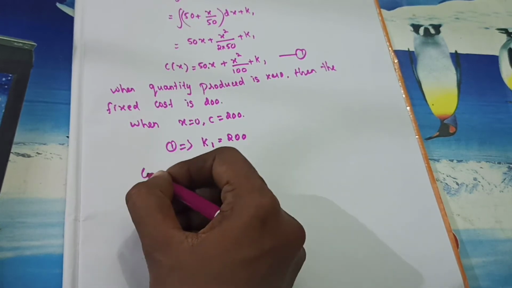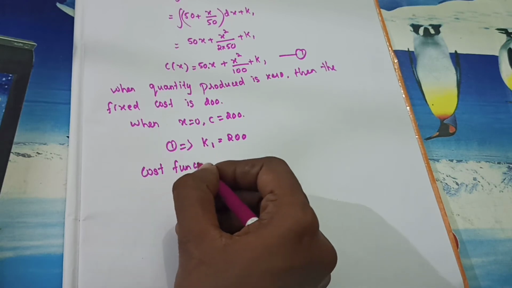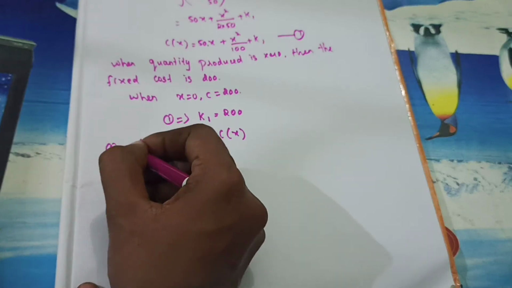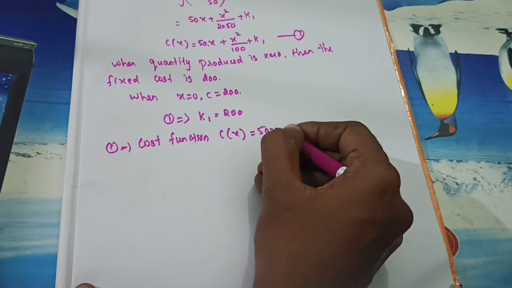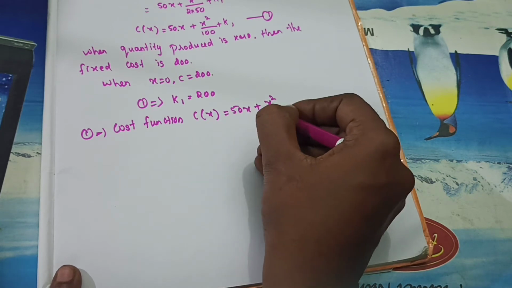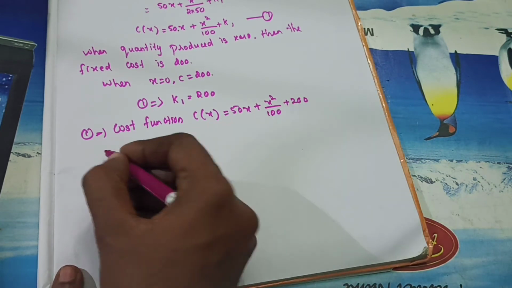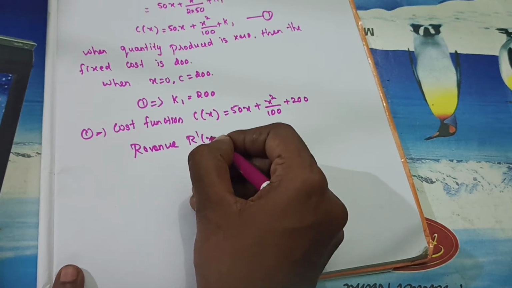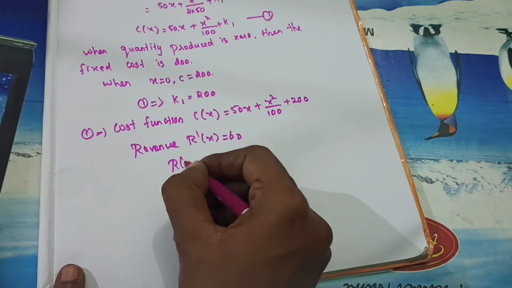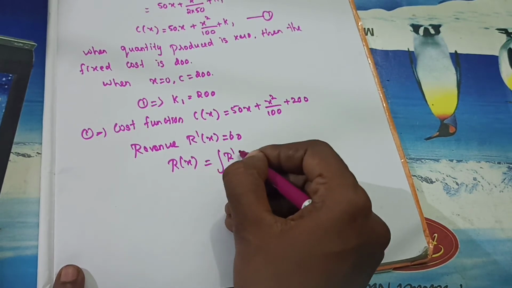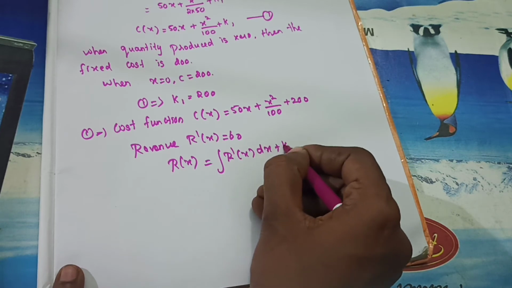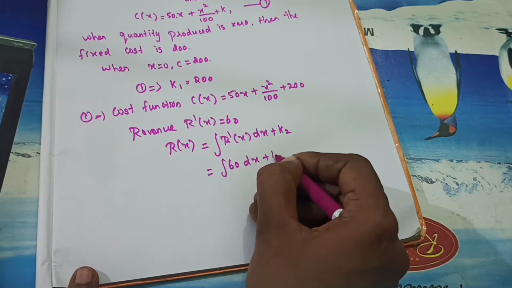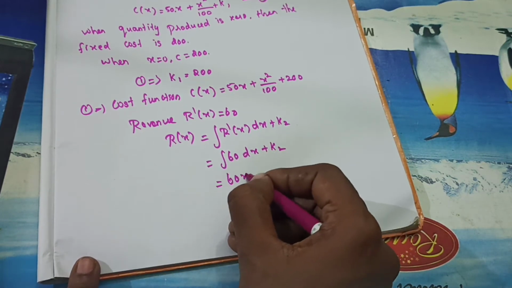Okay. So then cost function C of x, applying in equation number 1, is equal to 50x plus x square by 100 plus k1 value 200. Then find out for revenue. Revenue R dash of x is given as 60. So how will you find R of x from here? Integration of R dash of x dx plus another constant k2. That's equal to integration of 60 dx plus k2. So what's the integration? 60x plus k2.